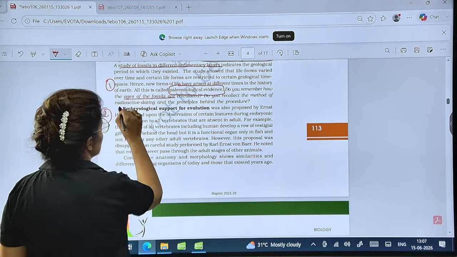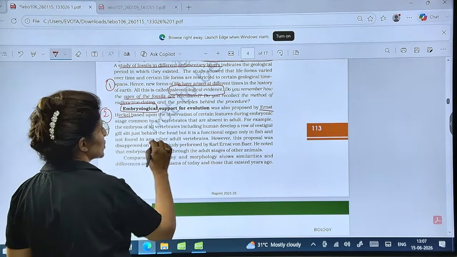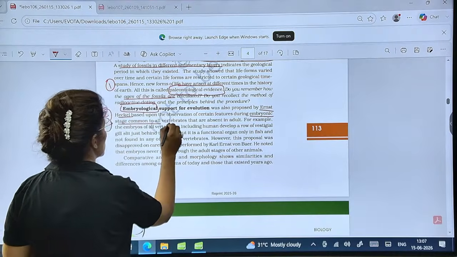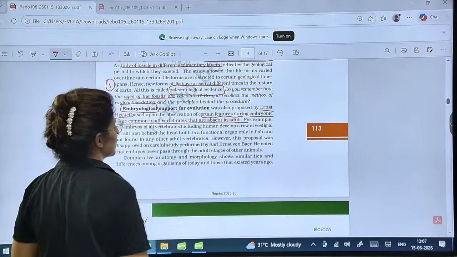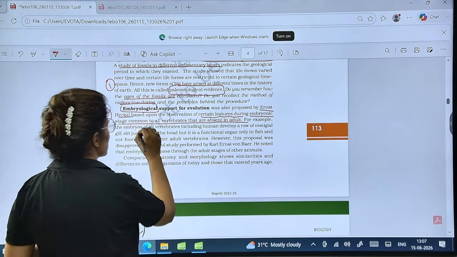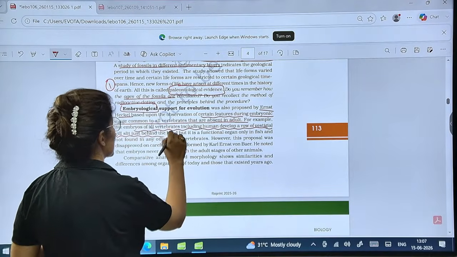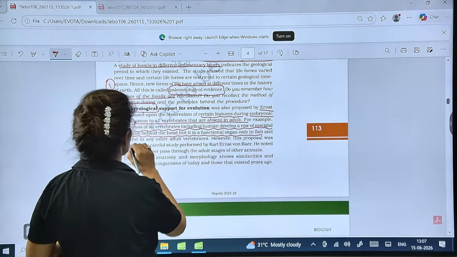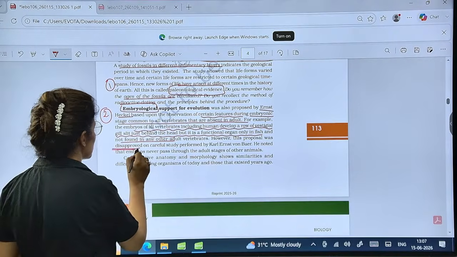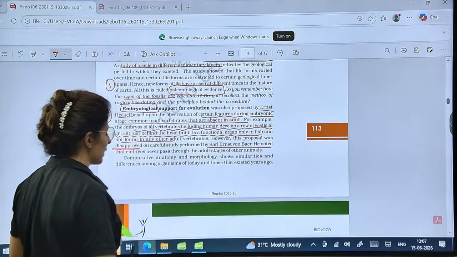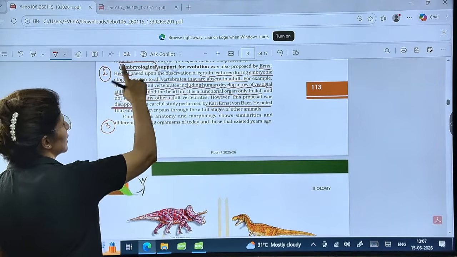Second is embryological evidence. This was proposed by Ernest Haeckel based on his observation that certain features are present during the embryonic stage, common to all vertebrates, but absent in the adult. And he observed that embryos of all vertebrates, including human, develop a row of vestigial gill slits just behind the head, but it is functional only in fishes and not found in any other adult vertebrate. But it was disapproved by Ernest von Baer. Is it clear? So that was embryological evidence by Ernest Haeckel.